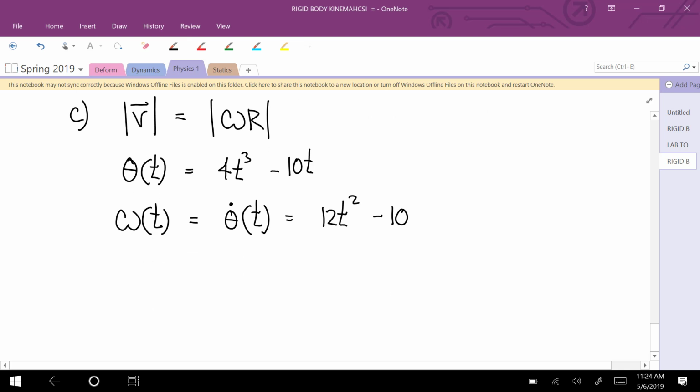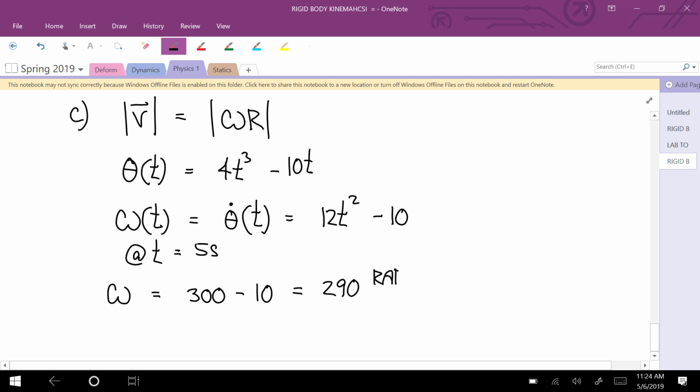Now we can plug in time equals 5 seconds. And omega is equal to 25 times 12, 300, minus 10, so 290 radians per second. And since it's positive, we know that it's moving counterclockwise.